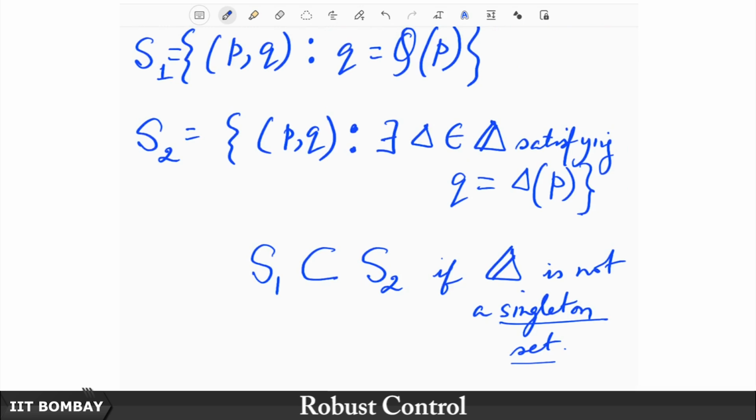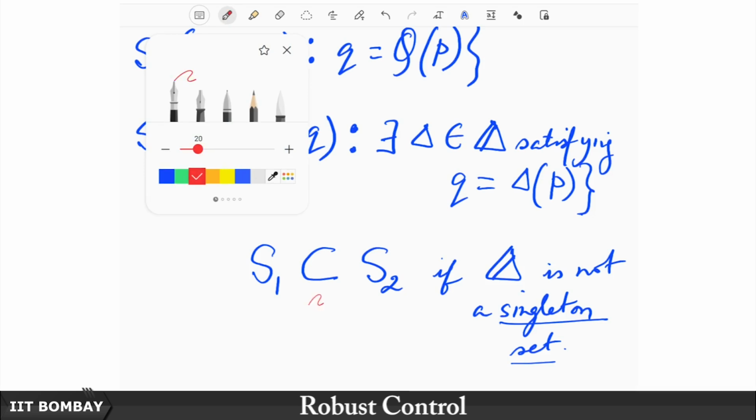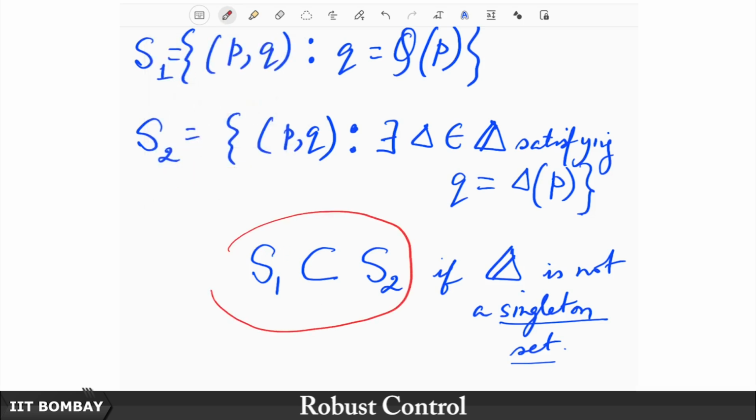If it contains at least more than one element, then the claim that I am making here is the following, that this set S1 is a strictly proper subset of S2. So, it is basically a smaller set. S2 contains definitely more elements, strictly more elements, not even equal, strictly more elements than S1. What does that mean? What is a typical element in set S1 like? It is a pair of signals, such that the first signal when acted upon by Q yields the second signal.